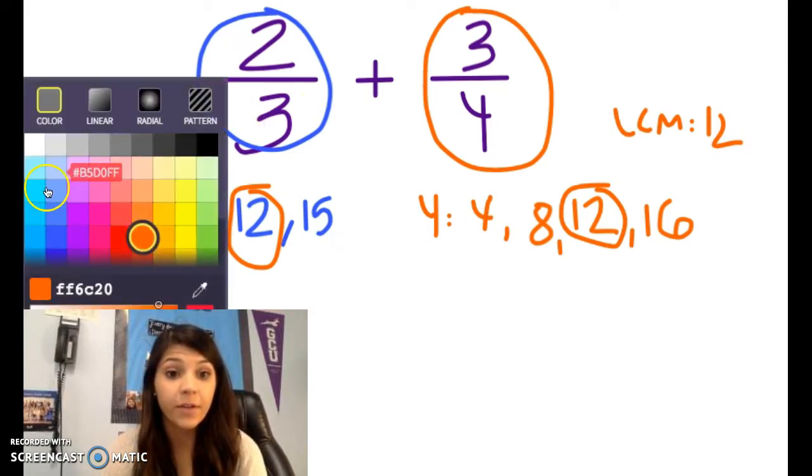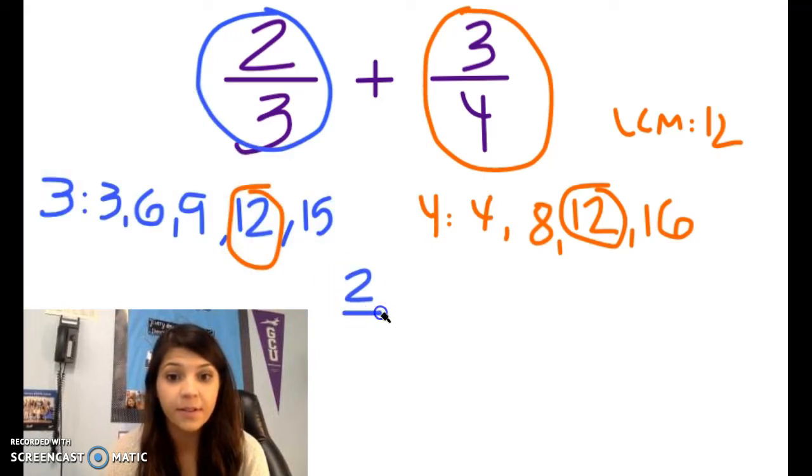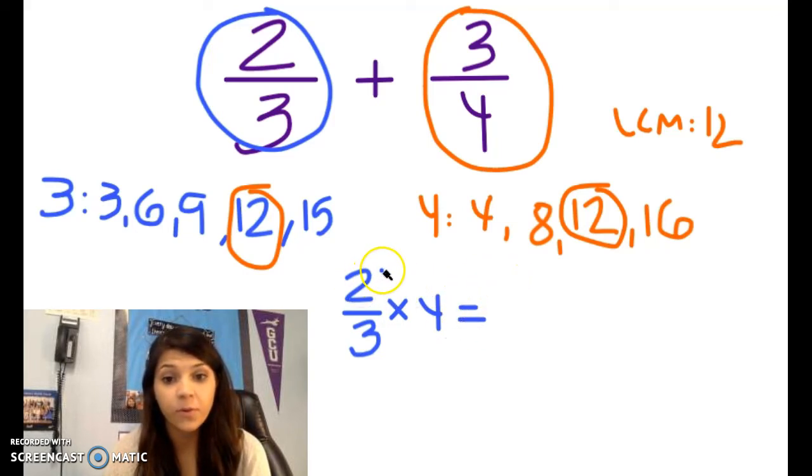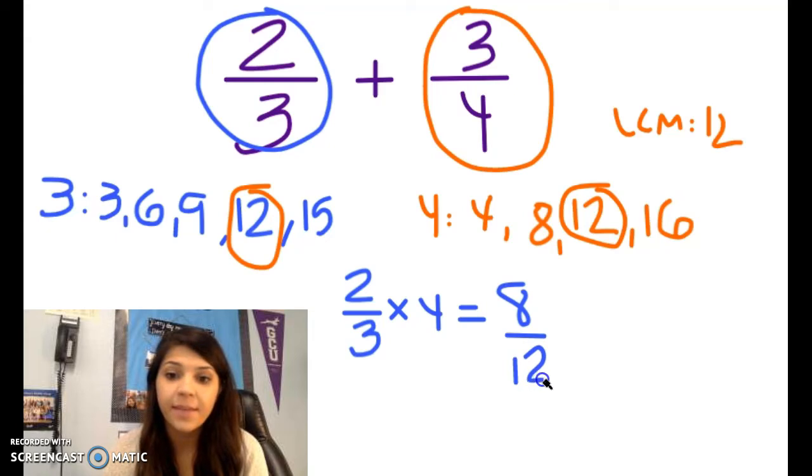So after that, I know which numbers I need to be multiplying by. So I'm going to come back over here to the 2/3 number, and I'm going to take 2/3, and I'm going to multiply it by 4 so that I can get the common denominator of 12. So I have 2/3 times 4. So I have 2 times 4, which will equal 8, because we multiply it to the top and the bottom. 3 times 4, which will equal 12. And I keep this as my new number right here, okay?